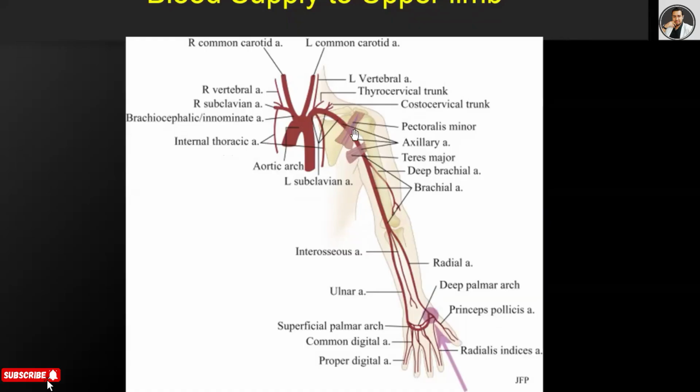The subclavian artery, the axillary artery, the brachial artery, the radial artery, the ulnar artery, the palmar arch, and the vertebral arteries. And then the common digital artery, the proper digital artery, the radialis indicis. These are called as one unit.